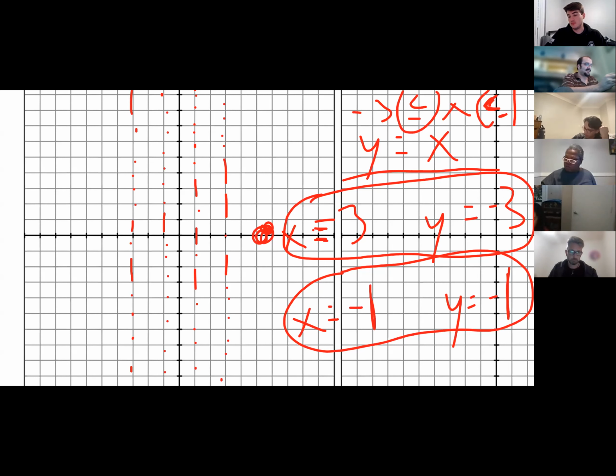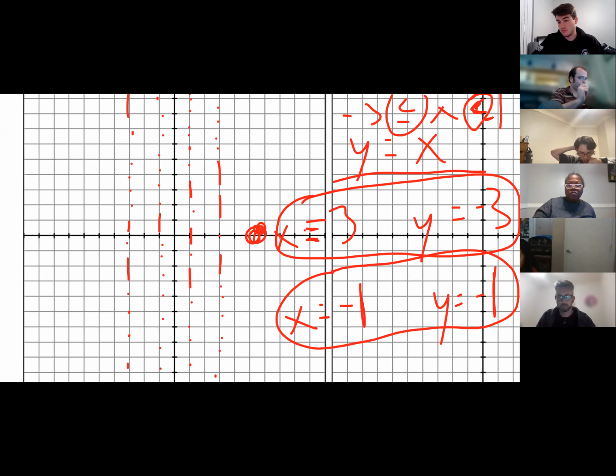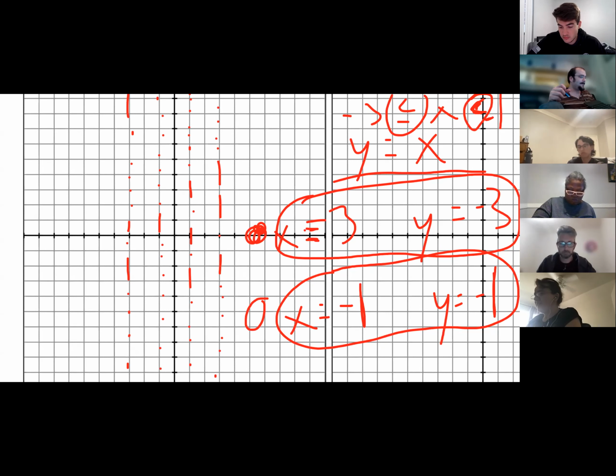What about the -1? Is that a solid point or a hollow point? It's hollow, because it doesn't have the equal to. So at -3, -3, I want a solid, and at -1, -1, I want a hollow, because I put it with equals. Because it's strictly less than -1, this one is not including the -1. It's going to go right up to it, but it's not going to include it.